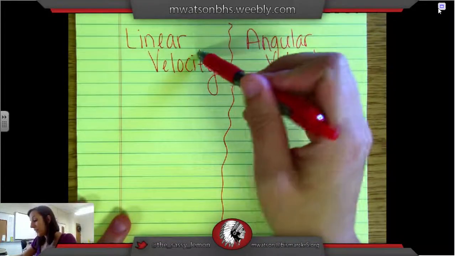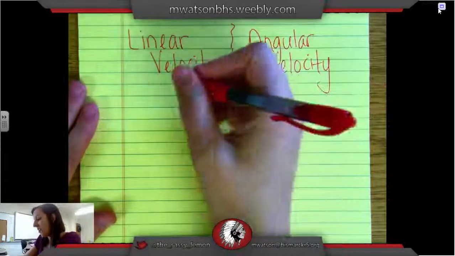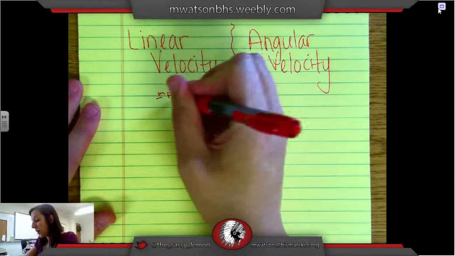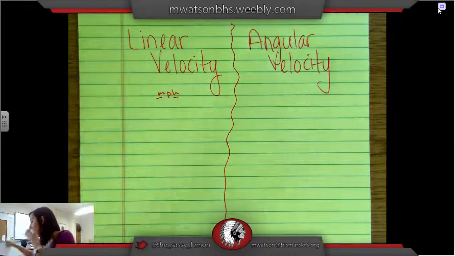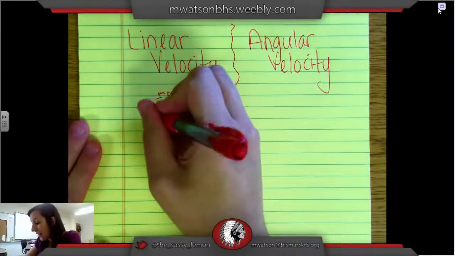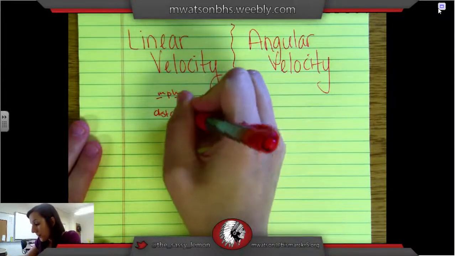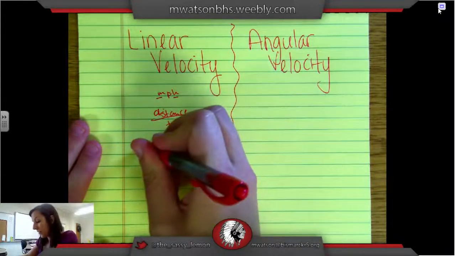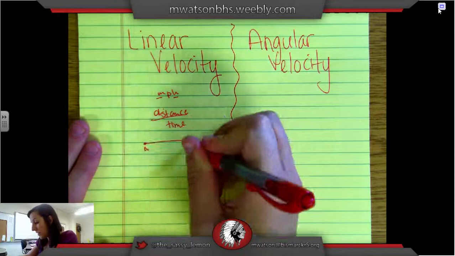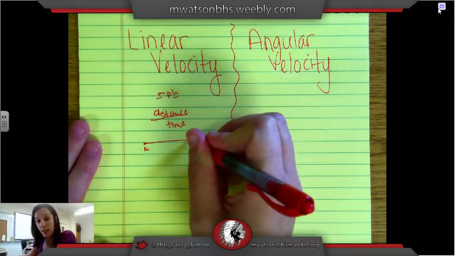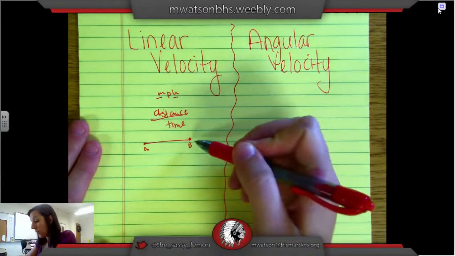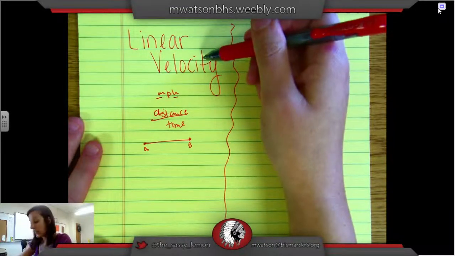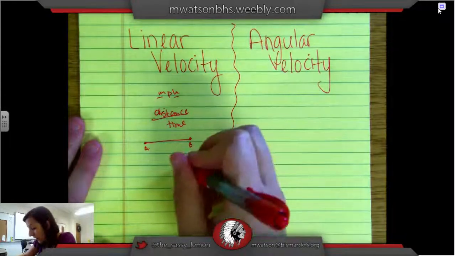So linear velocity, this is something you hear like miles per hour. Okay, you've got a distance per a unit. And if you actually look on the front of your foldable, it says distance over time. So this is when you're traveling from point A to point B. How long of a distance is it? How long did it take you to go? Put the distance over the time. That's your linear velocity.